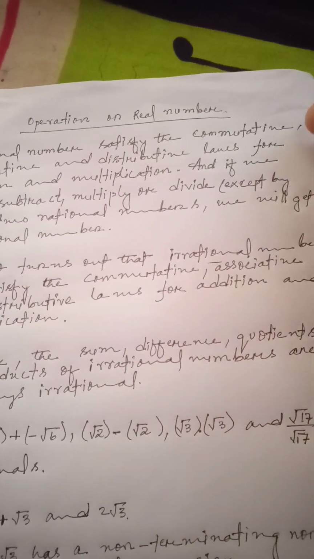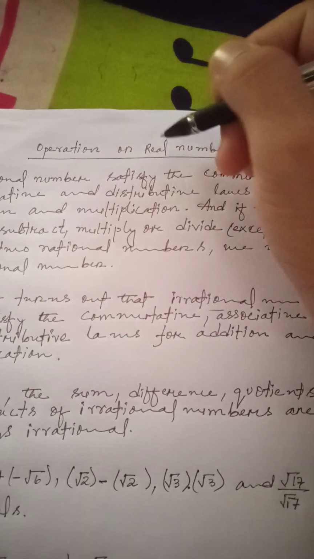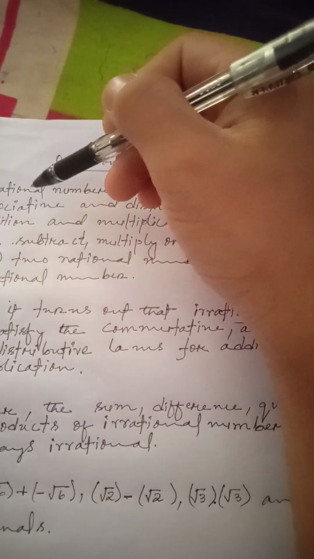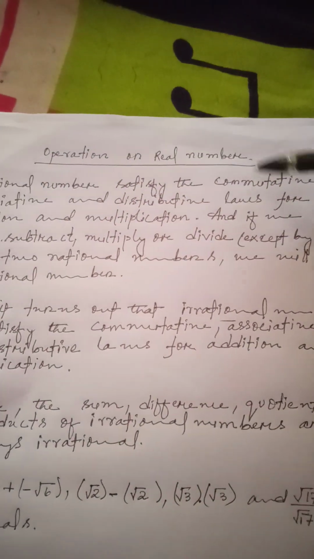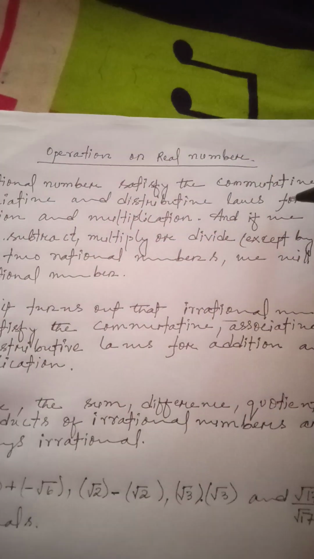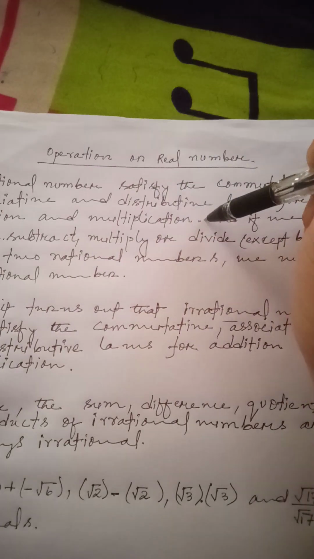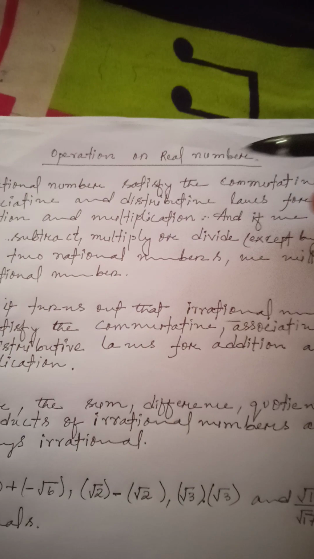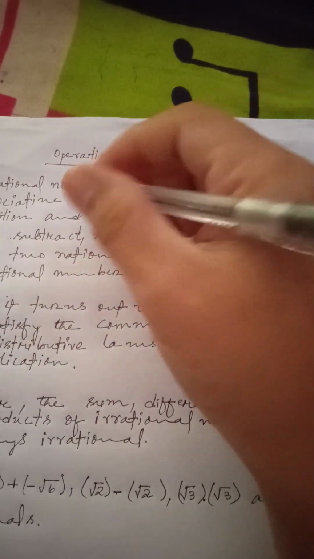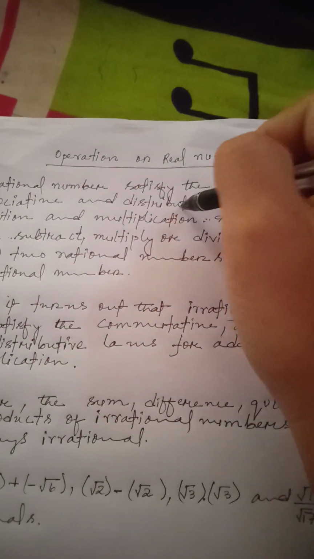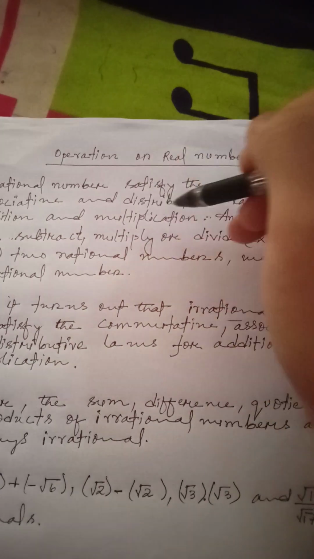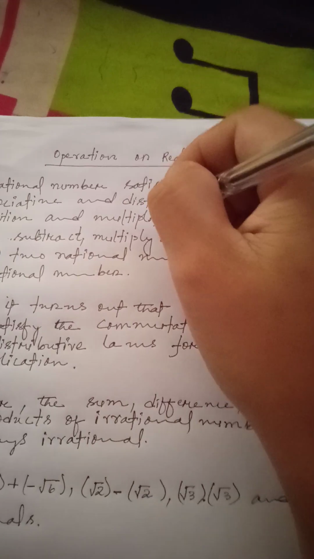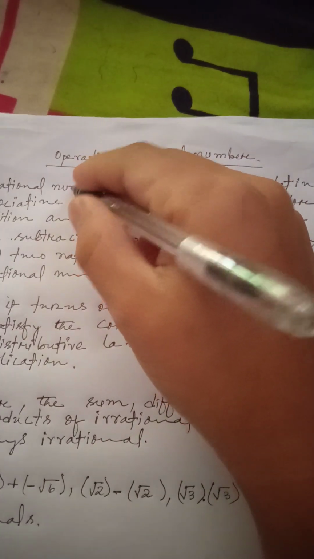So firstly, we can see that here it is written operations on real numbers. Rational numbers satisfy the commutative, associative and distributive laws for addition and multiplication. Actually, that means rational numbers fulfill the conditions of associative as well as distributive laws, as well as multiplication. Okay, so all these things are satisfied by rational numbers.